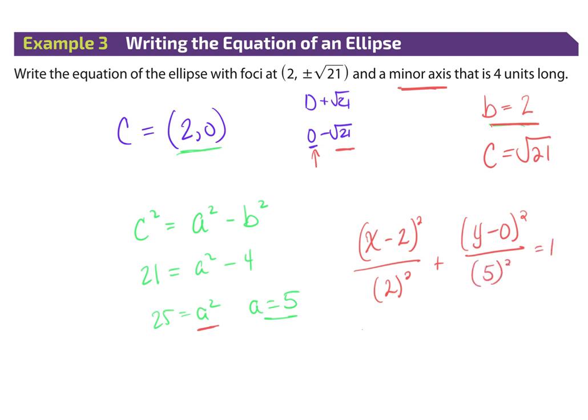You can simplify this. Obviously, the x minus 2 you're going to leave alone. That's going to be 4. y minus 0 squared, I would just write as y squared over 25 equals 1. That is the equation. That's what I have.